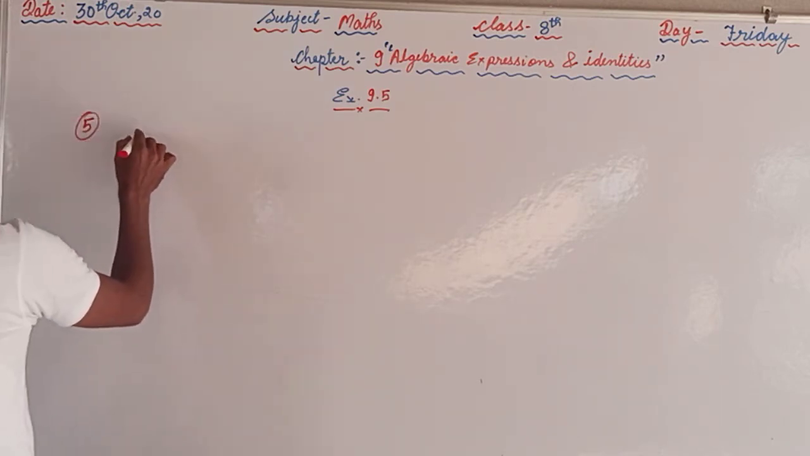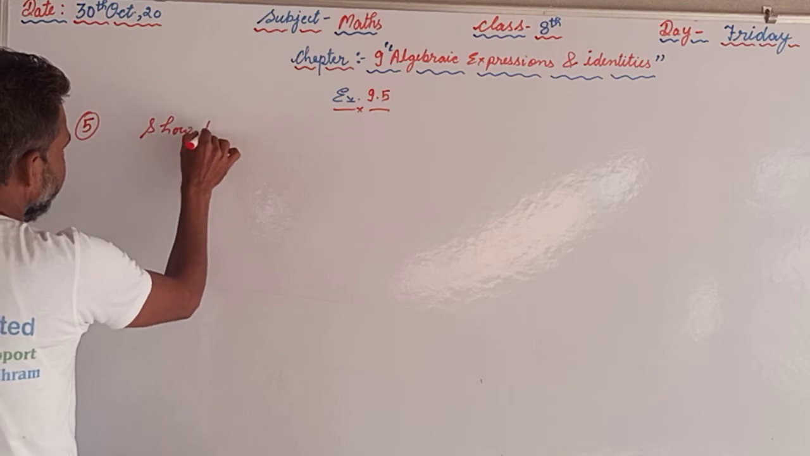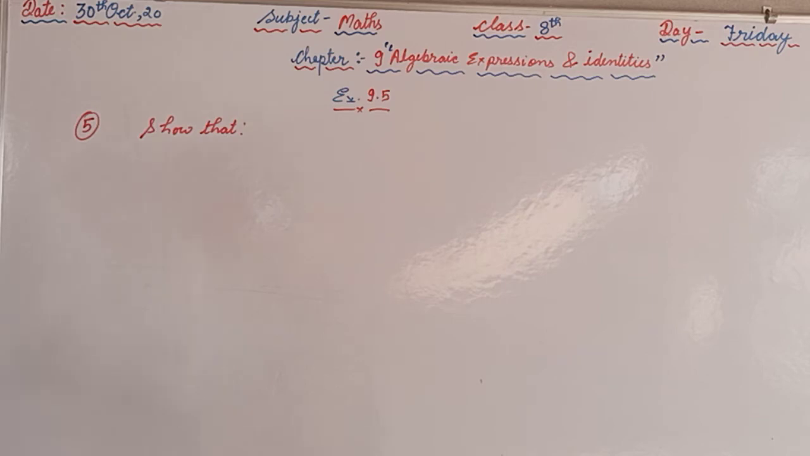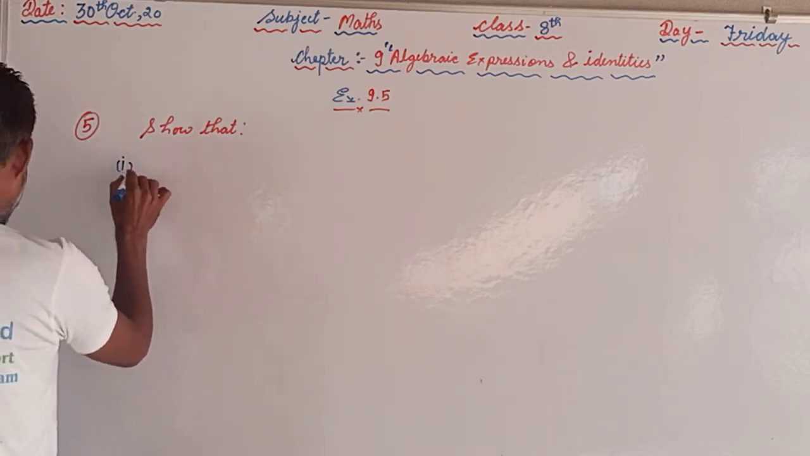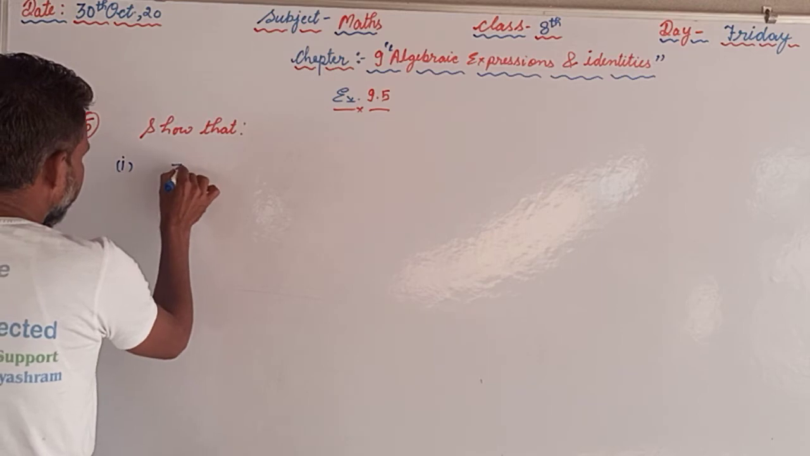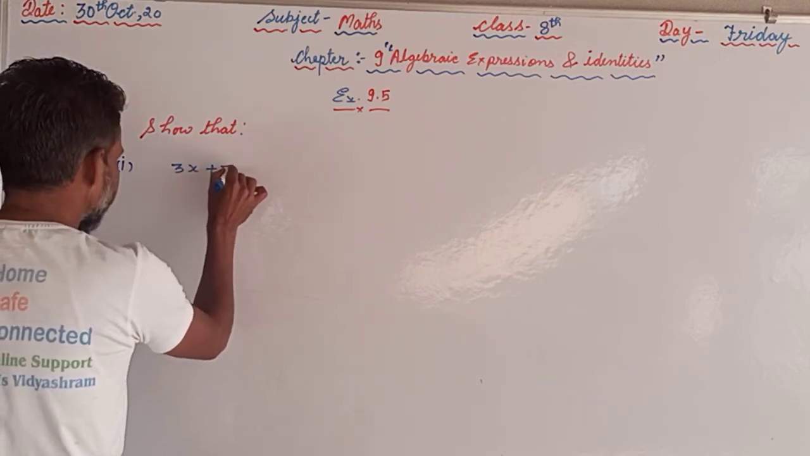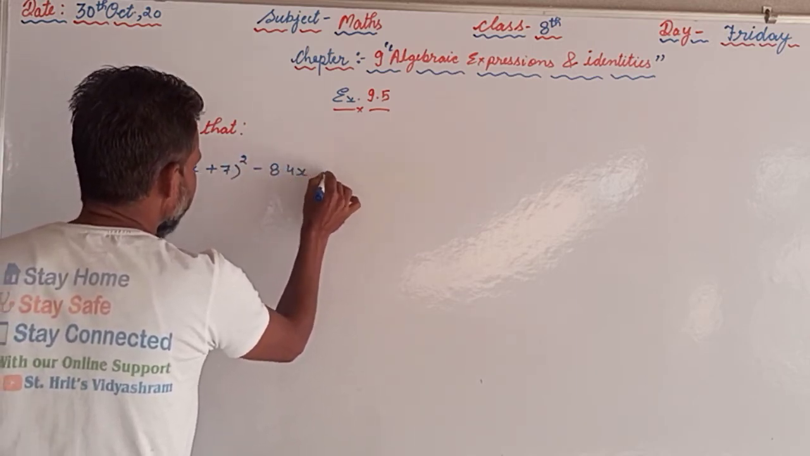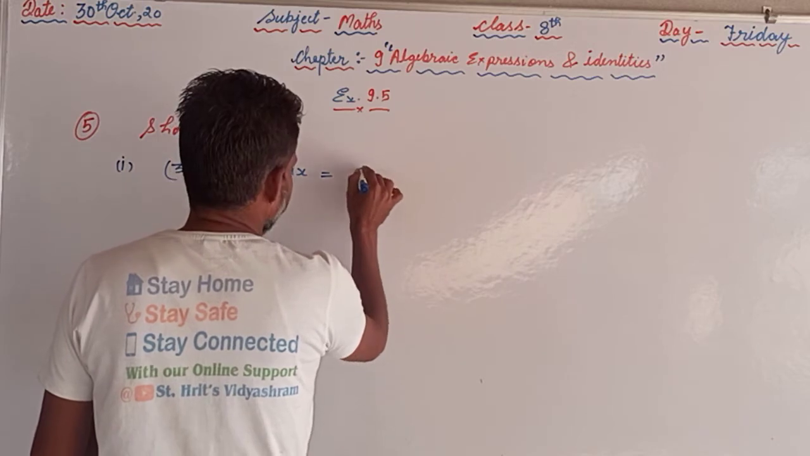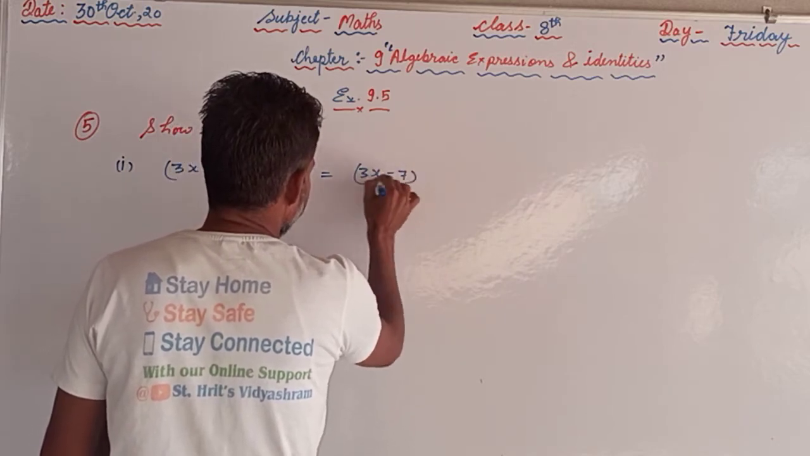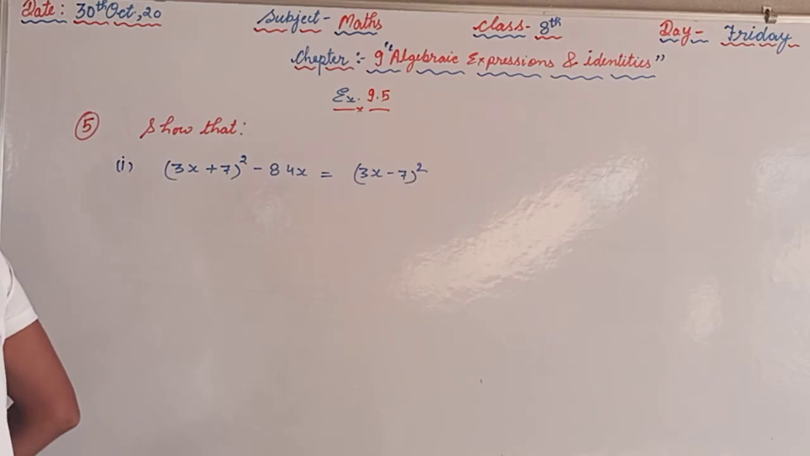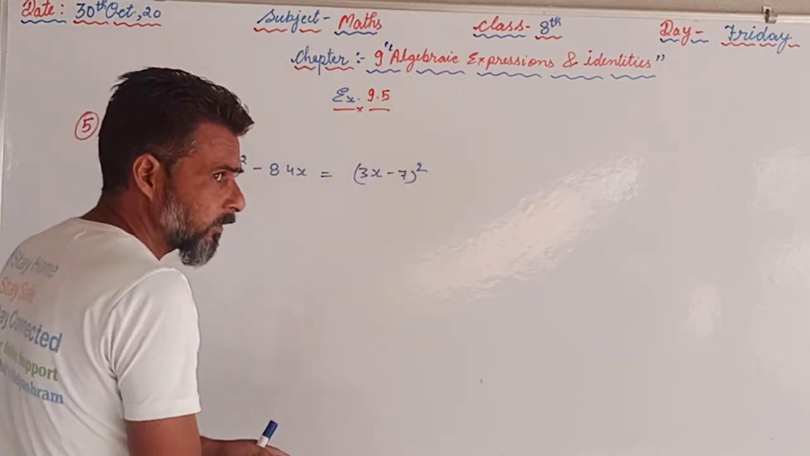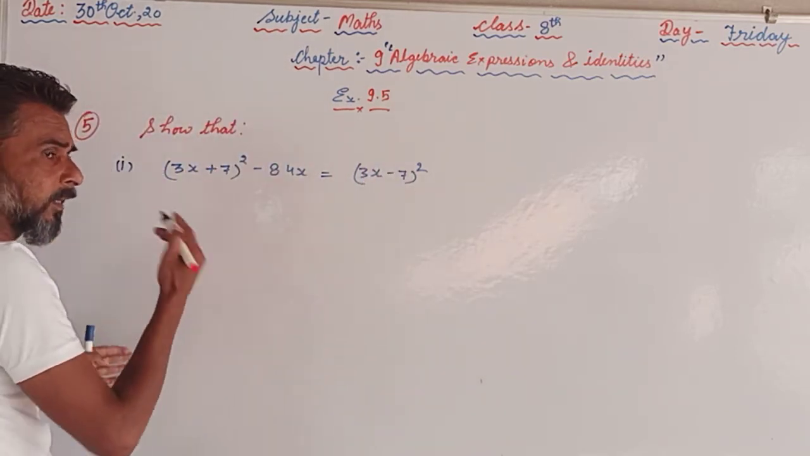Now, in question number 5 we are supposed to show, and the first part is (3x + 7) whole square minus 84x, and that is equals to (3x − 7) whole square. We are supposed to show. Now, the two sides we are having, left hand side and right hand side, we are supposed to solve both the sides at the same time.